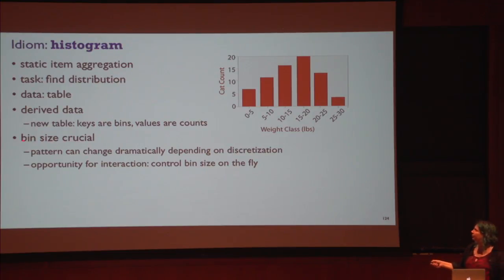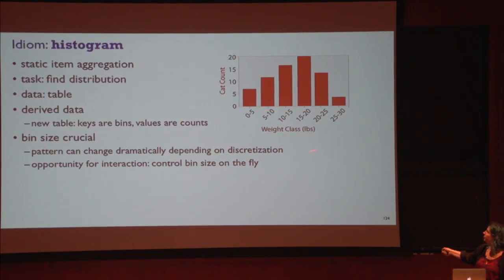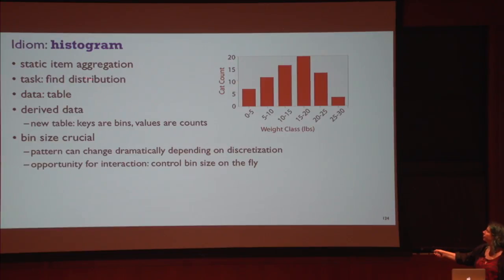It's worth pointing out that the bin size is pretty crucial, and depending on this discretization level that you choose, you might see dramatically different patterns. And one place where interaction could be very useful is to allow people to interactively, on the fly, control that bin size to see how that visual pattern changes. But my main point was I was thinking about this as a static aggregation idiom. What can we do that's a somewhat more interesting use of aggregation?